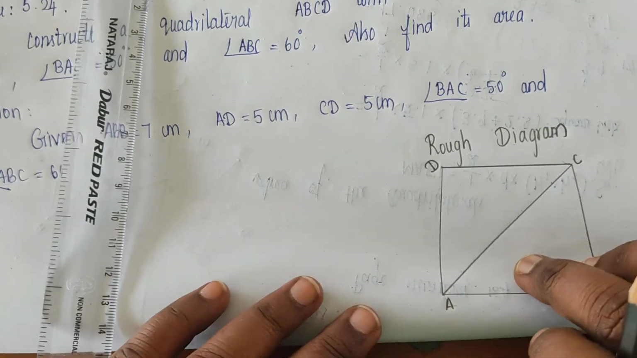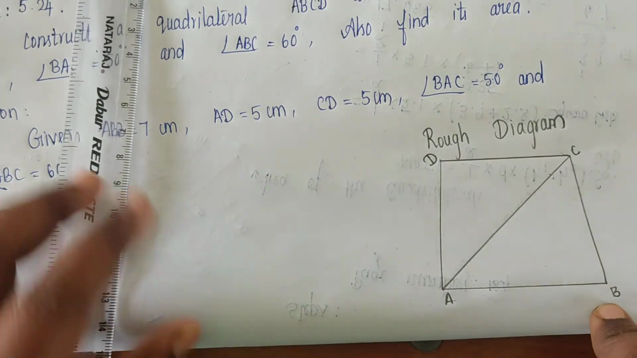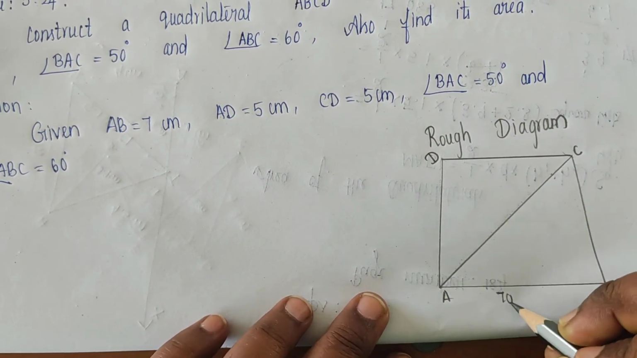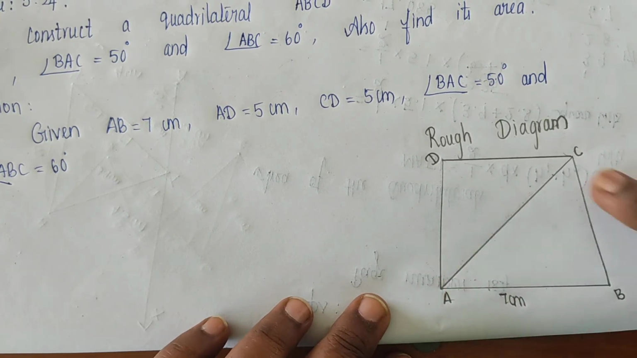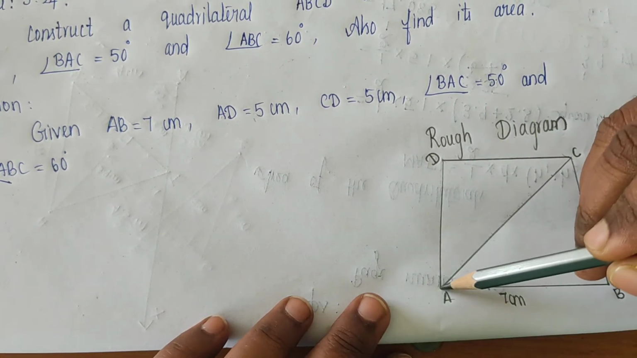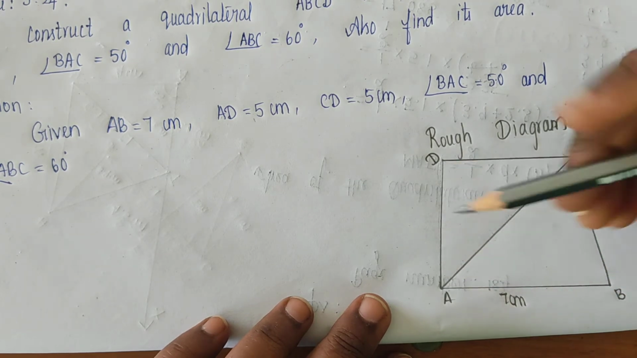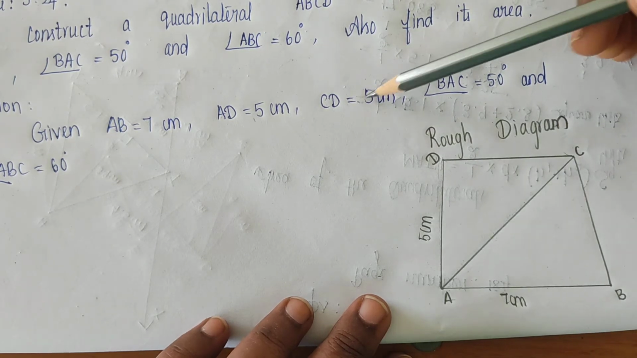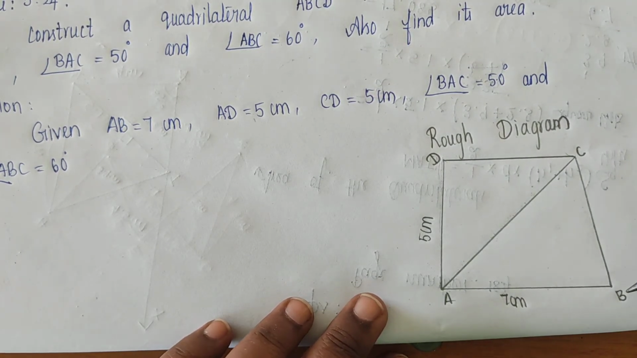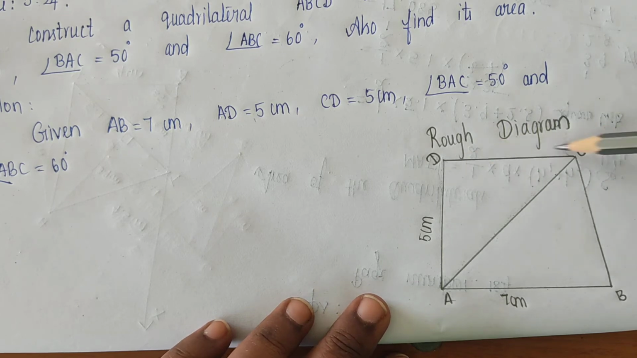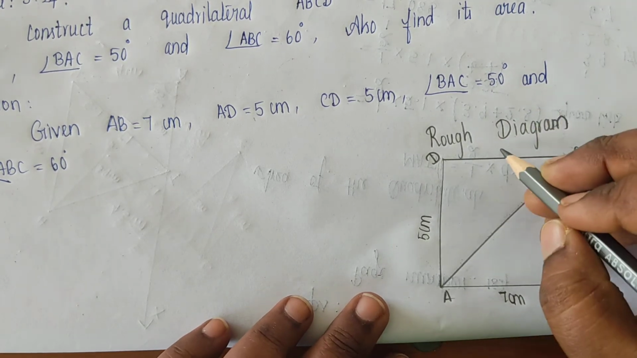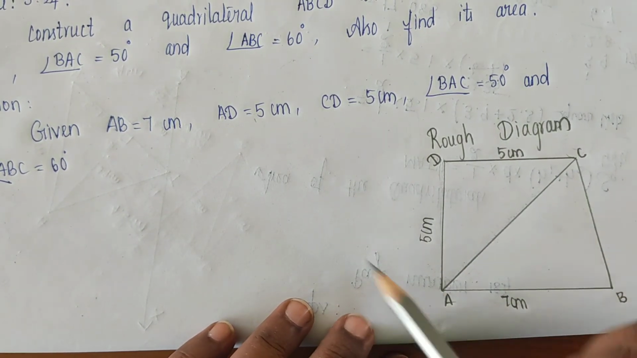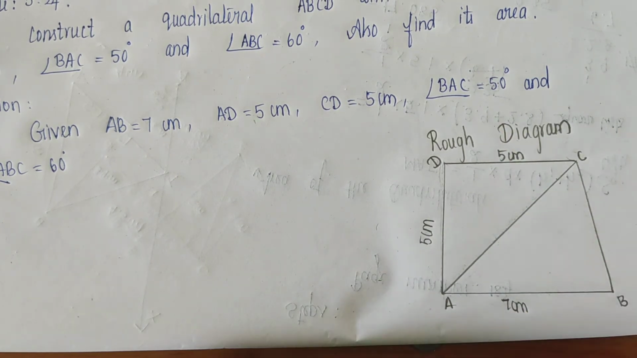Okay, so first one is, what is AB? AB is equal to 7 centimeter. And AD equal to 5 centimeter. So, this line is AD, equal to 5 centimeter. And where is CD? CD is equal to 5 centimeter. Three sides are given, so mark the three sides.